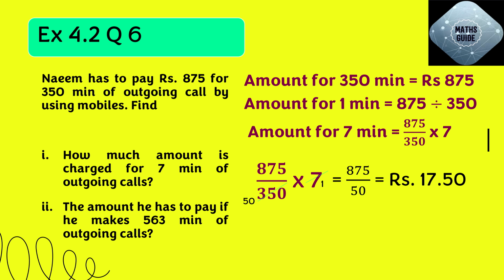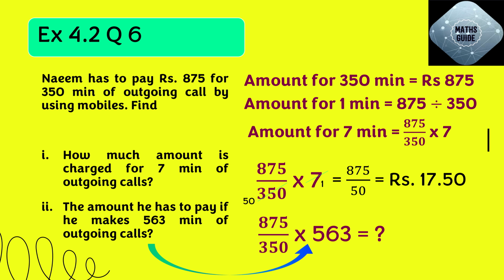The second part is the amount he has to pay if he makes 563 minutes of outgoing calls. The procedure is same. We will divide to find the value of 1 and then we will multiply the answer by 563. So we will divide 875 by 350 and then multiply it by 563. Solve this question and give your answer in the comment section.